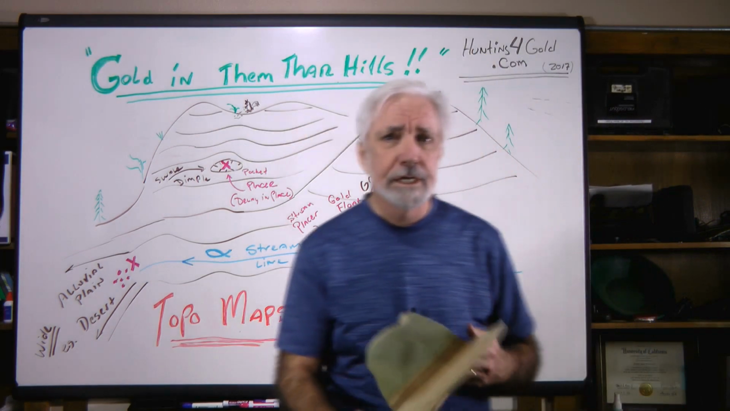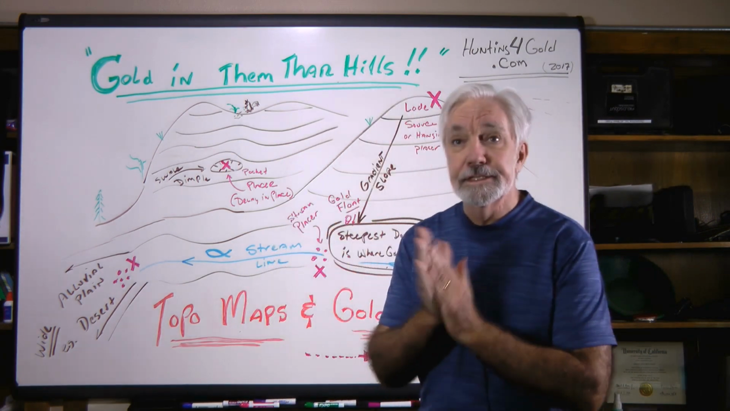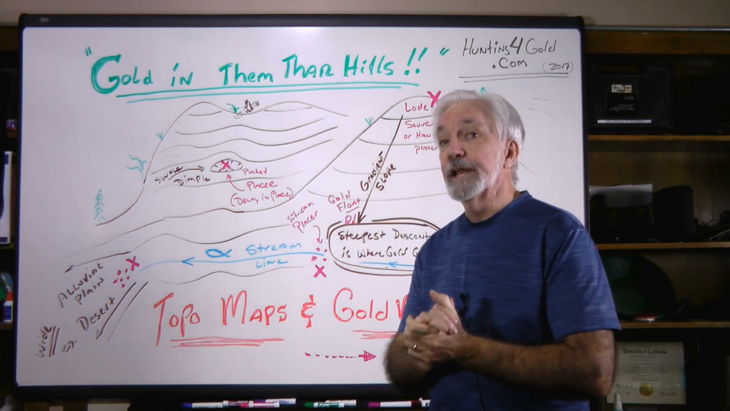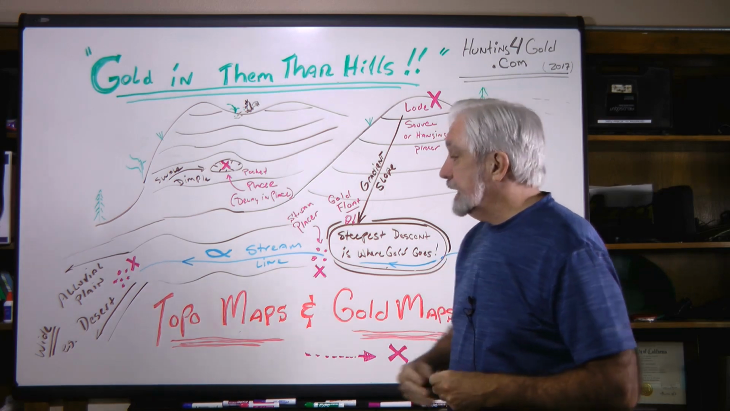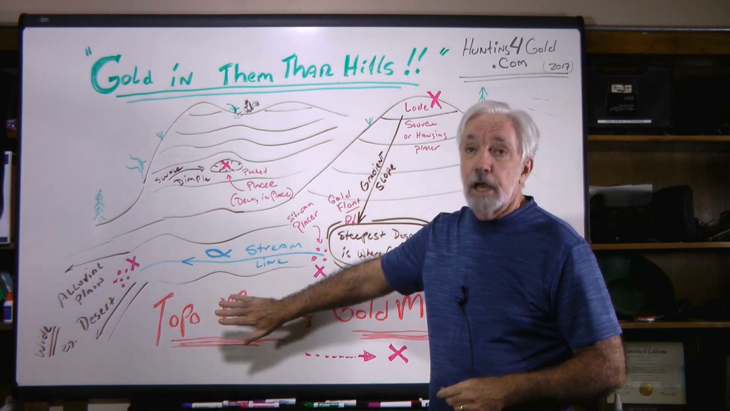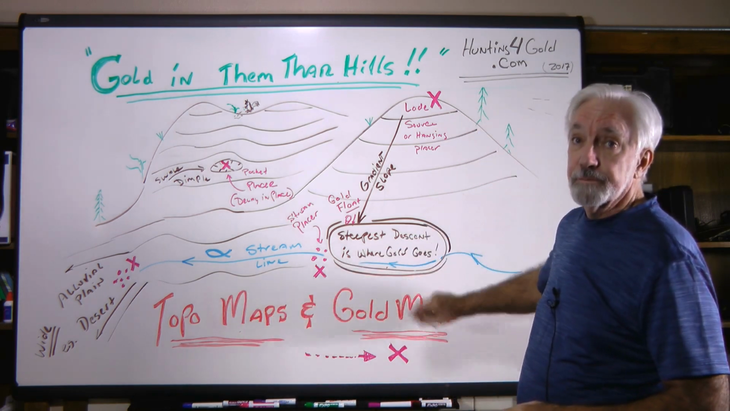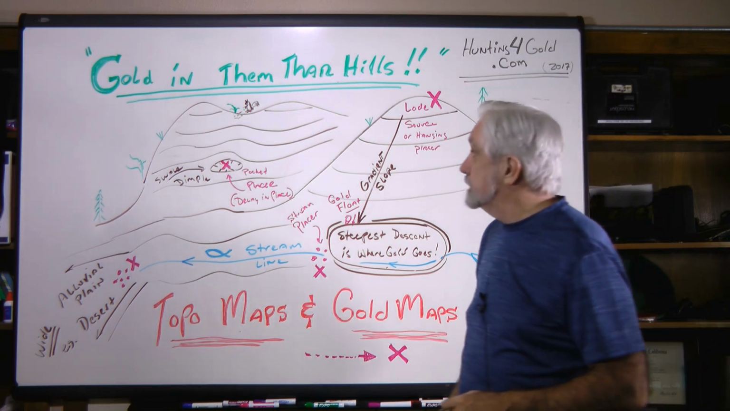Hey, it's Prospector Jess. I thought I'd come by and give you a little bit of a detailed explanation of something people have been asking me about. And that is the relationship of topo maps, contour lines, and gold found in gold maps. So let's take a look.